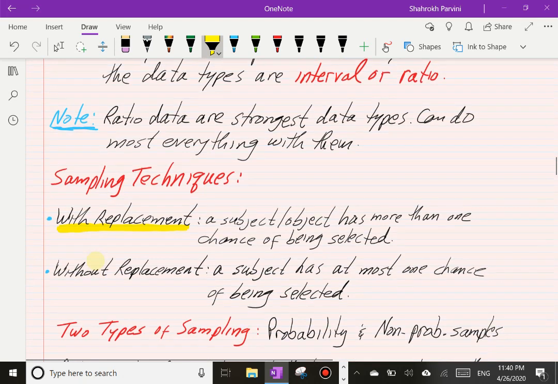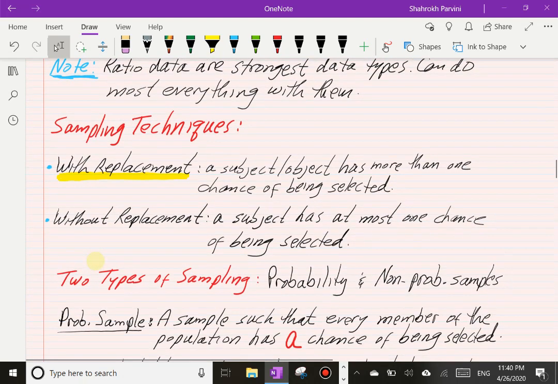Now, when it comes to sampling itself, we have 2 types of sampling. We have what we call probability sampling and non-probability sampling. So what's the difference between them? Well, a probability sample is just that.